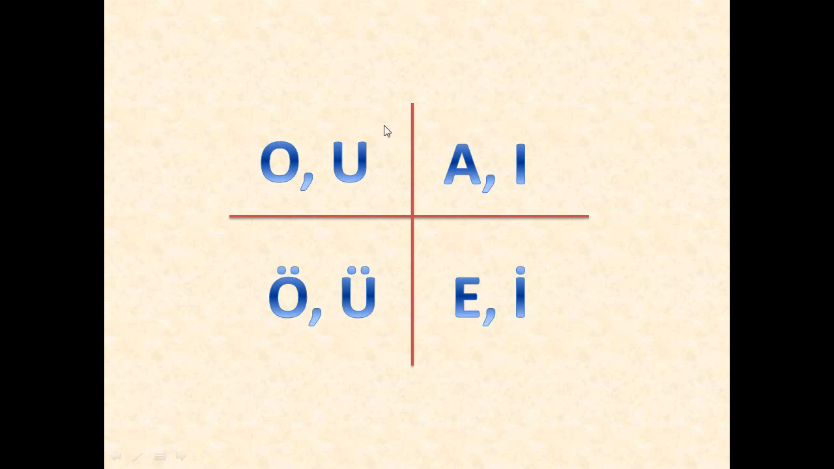If the last syllable of the word consists of ö or ü, we have the suffix which has the sound ü. If we have a or ı, we will have the suffix which contains one of these two. If we have ö or ü at the last syllable of a word, the suffix is going to have the sound ü. If we have e or i, the suffix is going to have one of these two sounds inside. Okay. The more I explain, you may get confused, but let's go through the examples to see how we can handle this situation.